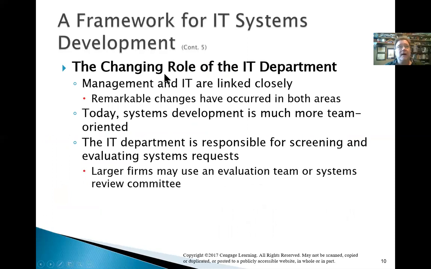Now we've got this idea of strategic planning, the changing role of the IT department. It used to be the IT department was just off in the corner, but now IT is integrated into so many things that we get very linked to other lines of business. And so we have to figure out ways to communicate with each other.